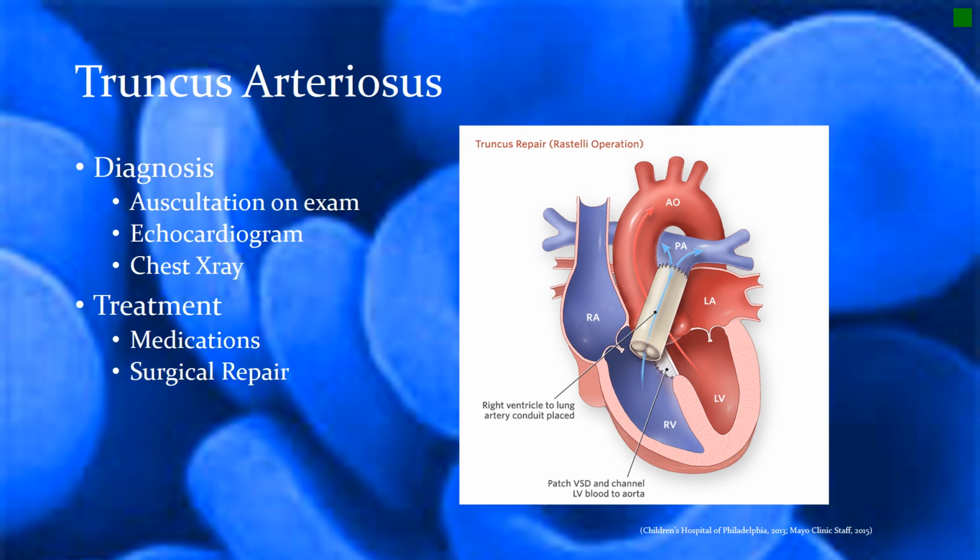Treatment includes medications before surgery, including diuretics and inotropics like furosemide and dopamine. According to the Mayo Clinic, surgical repair within the first 2 months of life is associated with good outcomes.